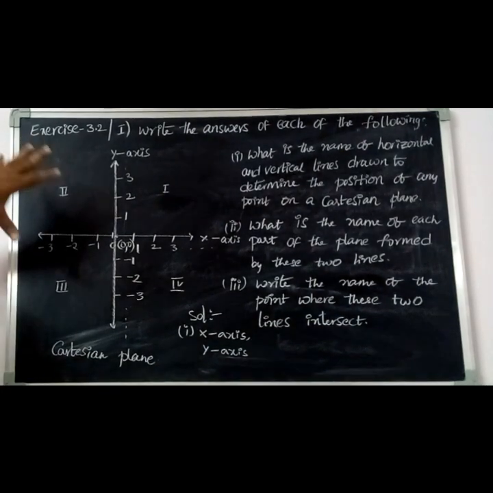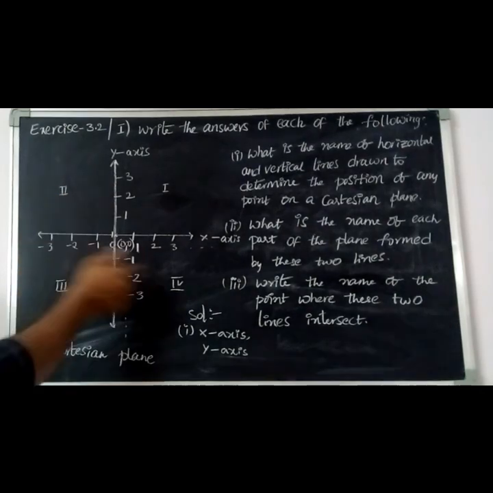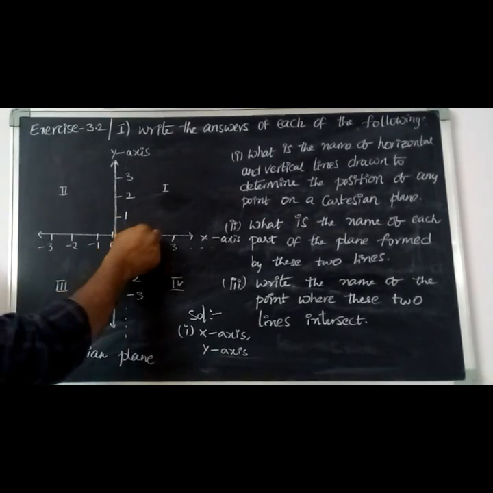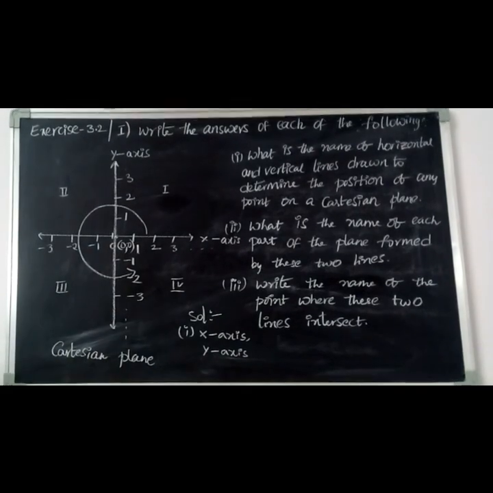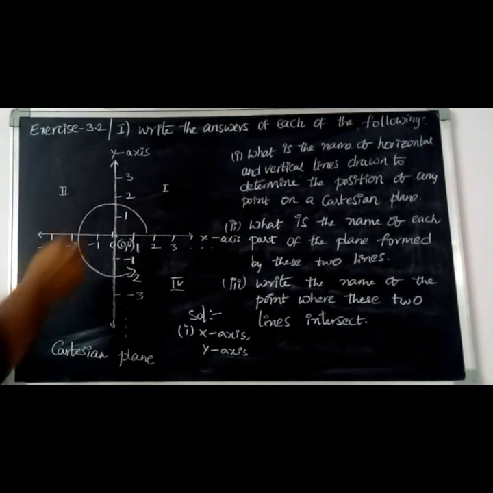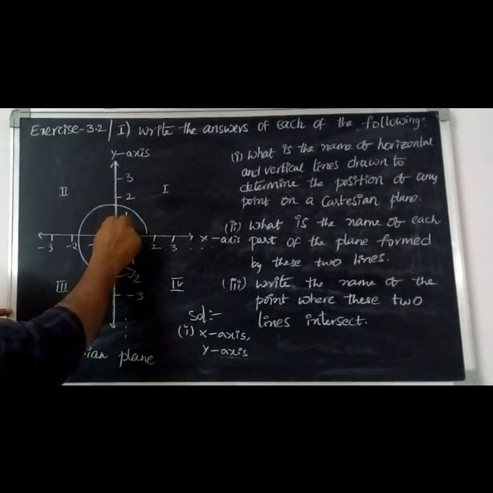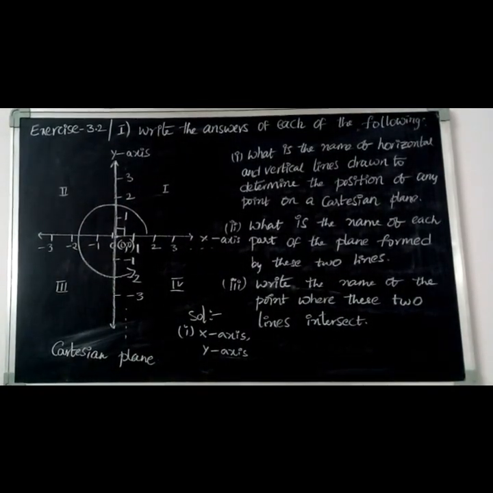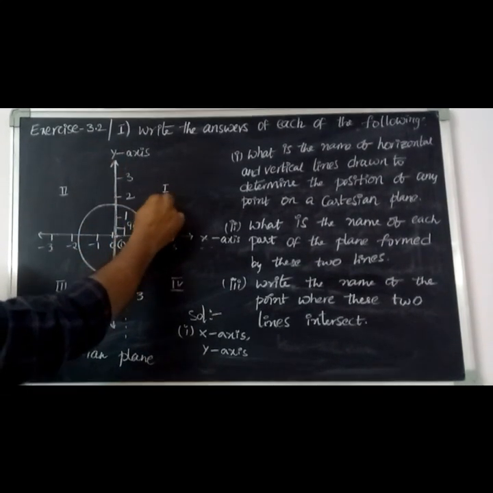I told you the total plane is divided into 4 parts by these two number lines, and each part is named 1, 2, 3, 4. If you observe, these namings are given in an anti-clockwise direction. And these two lines make an angle of 90 degrees at 0, 0. This angle formed here is 90 degrees. So this part is called a quadrant.